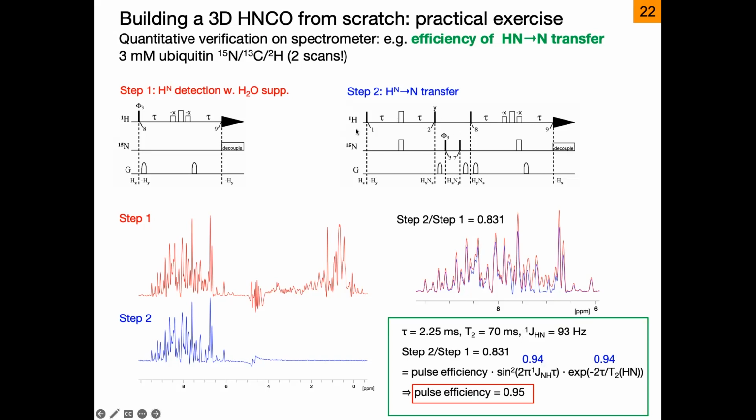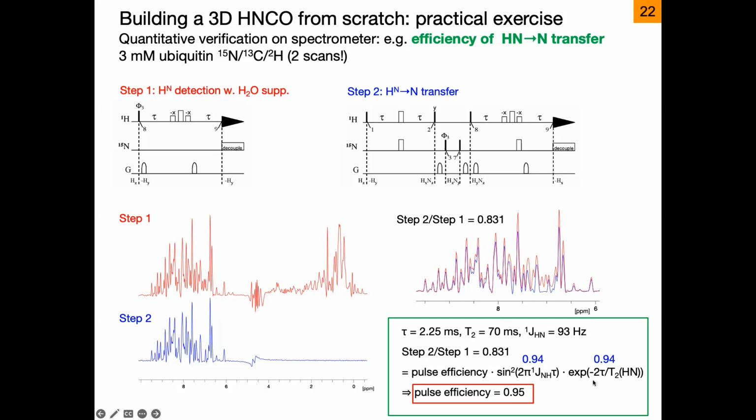what is now the difference between these two is, of course, the transfer from amide proton to nitrogen and back. So we get a sine square of 2 pi J nitrogen to proton coupling times tau. This is these delays here. And when you put in the values that we used, this gives us a factor of 0.94.